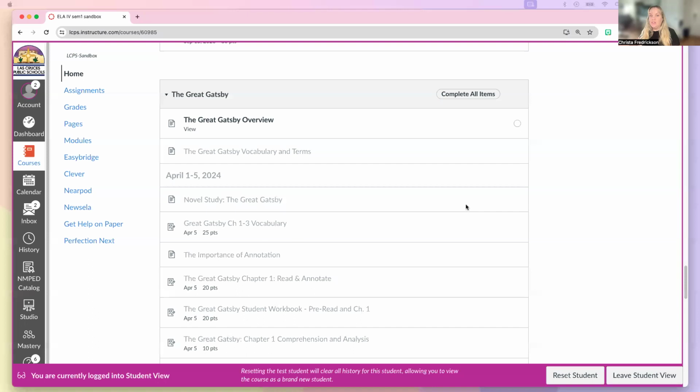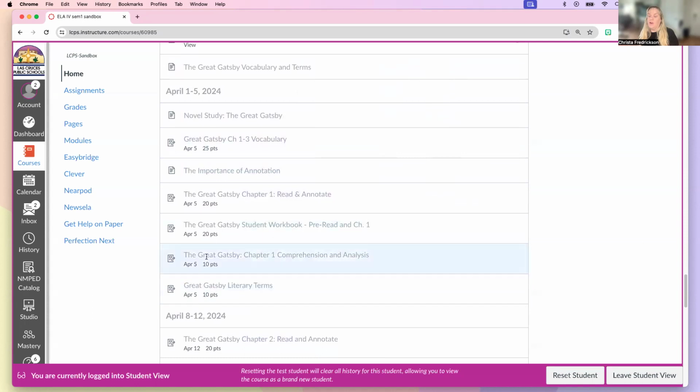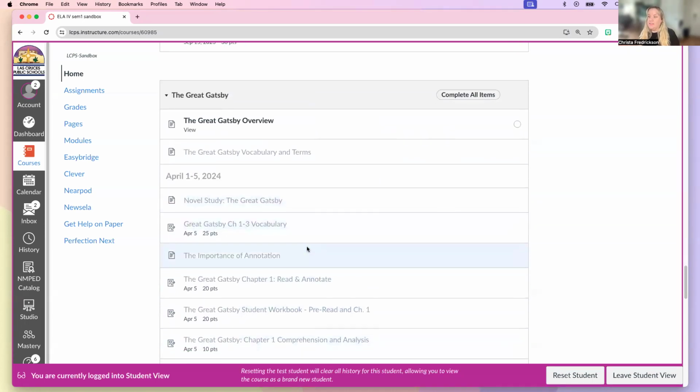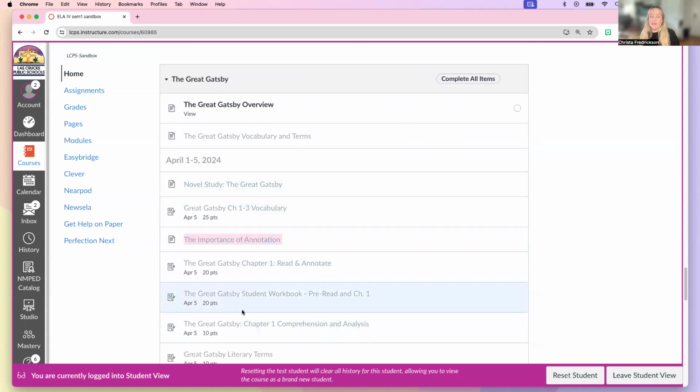I'll share my screen and I will let you know what it is that we're doing in The Great Gatsby. So as you can see, this is what your module looks like. Now I have everything locked so that you can't complete components of the module without completing ones beforehand. So if you try to go through your to-do list, you're going to find that you can't open certain things. And that's because it's designed that way on purpose so that you go through the modules in order.